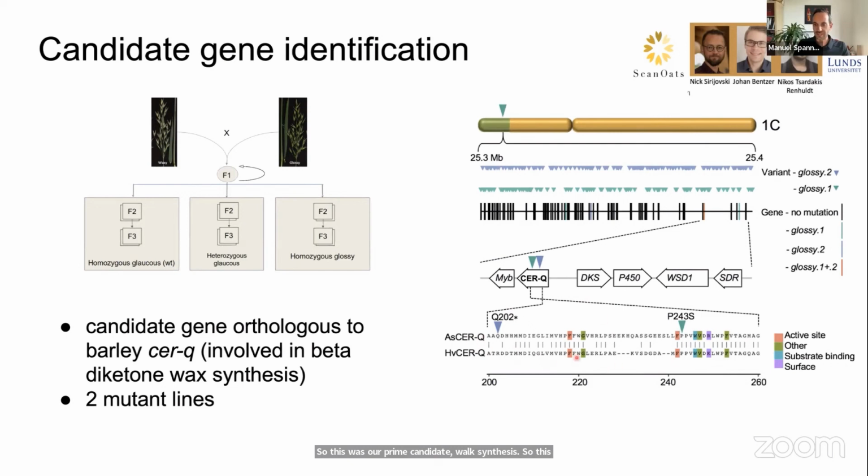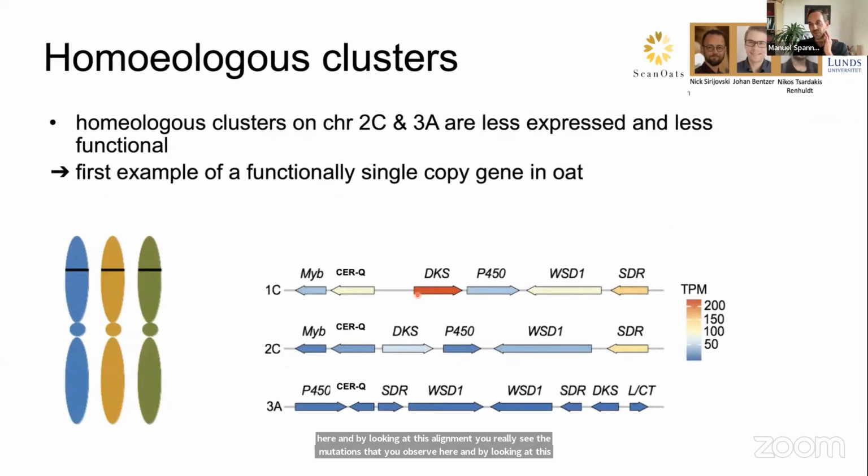And by looking at this alignment, you really see the mutations that are making up the difference between the glossy and the waxy phenotype. So now, if you remember, we are talking about an allohexaploid here. That means in theory, you always have 3 copies of a gene present in your genome, right? And the same is also true for the waxy gene here.